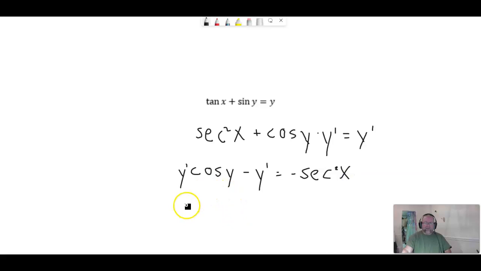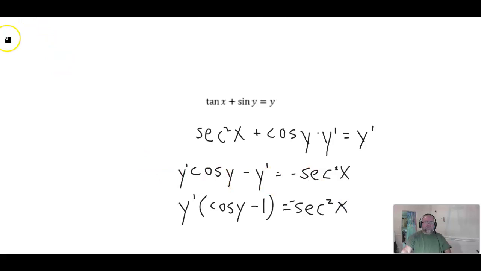All right, next thing we need to do is factor out the y prime from all the terms on the left. So if I factor that out, I'm going to just get cosine of y minus 1, and that's equal to negative, let me not forget the negative, secant squared of x.